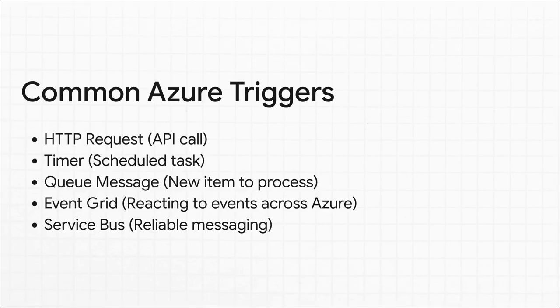I mean, you've got the classic HTTP request, right? An API call comes in, boom, your function runs. You can use a timer to kick off code on a schedule, perfect for something like a nightly cleanup job. Or a new message in a queue can trigger some processing. And then you have these really powerful services like Event Grid and Service Bus that let your code react to pretty much anything happening anywhere in your Azure setup. You can build these amazing interconnected systems that just work.